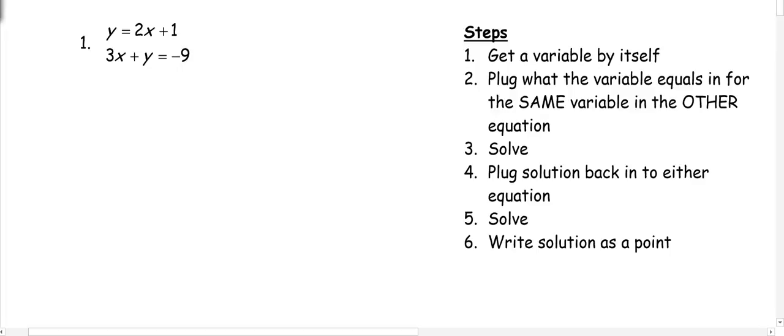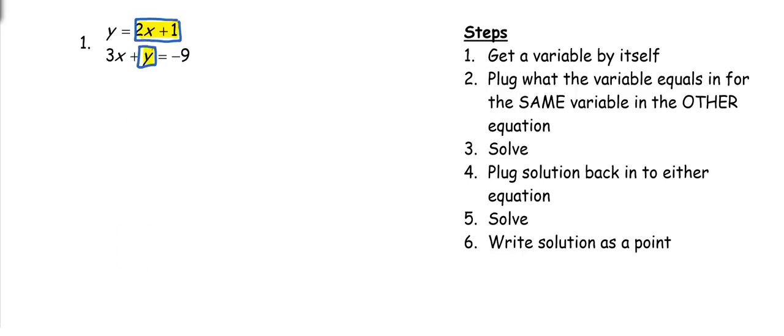This video is about solving using substitution. So in order to solve using substitution, the first step is to get a variable by itself. So number one, we already have y equals, so y is by itself. Then we're going to plug in what the variable equals for the same variable in the other equation. So in this case, y equals 2x plus 1. So we're going to substitute 2x plus 1 in for y in the other equation.